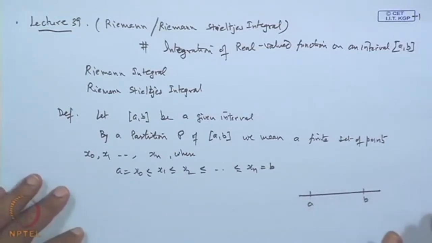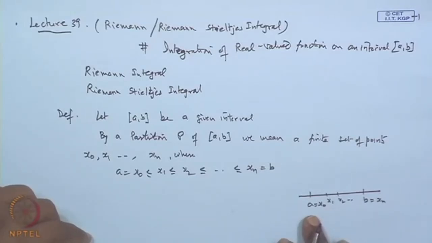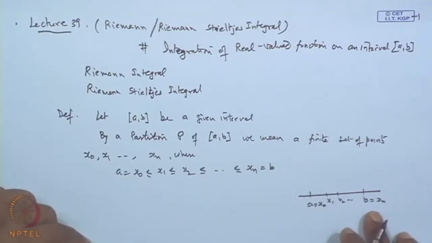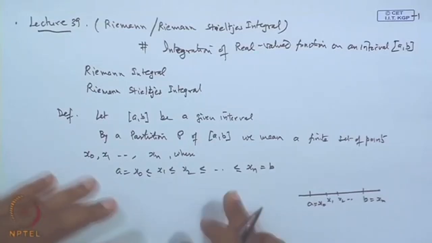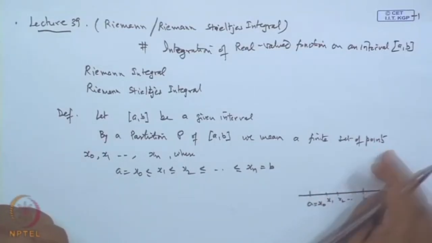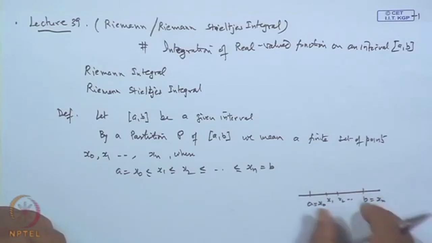What we are doing is partitioning this interval into sub intervals by choosing the points x naught, x 1, x 2 up to x n in between a b, where x naught is the initial point coinciding with a, and x n is the terminal point, the last point, coinciding with b. These points x 1, x 2, x n are distinct, and sometimes they may overlap. So this finite set of points over the interval a b, which satisfies this condition, is called the partition of the interval a b.